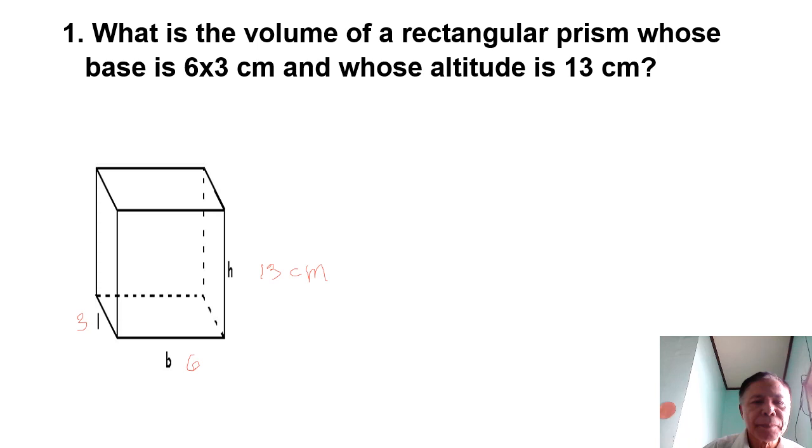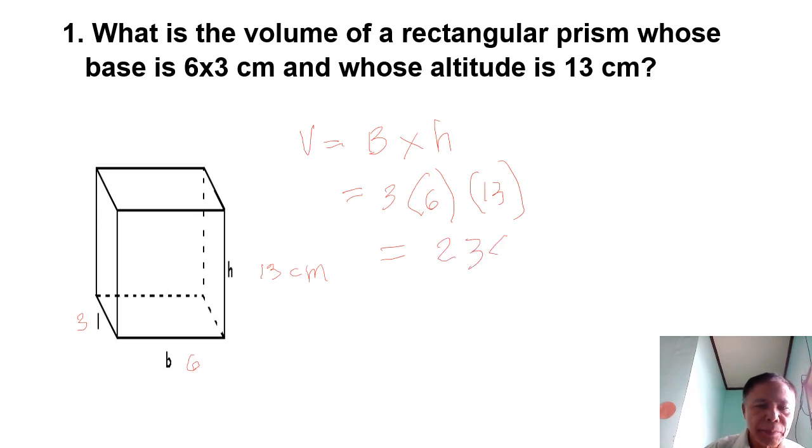So the volume is equal to the area of the base times, of course, the height. Your base here is 3 times 6, times the height, which is 13 centimeters. So the volume would be equivalent to 234 centimeters cubed.